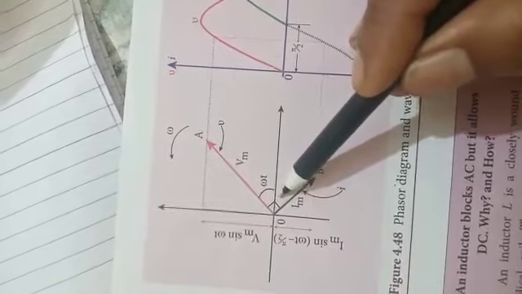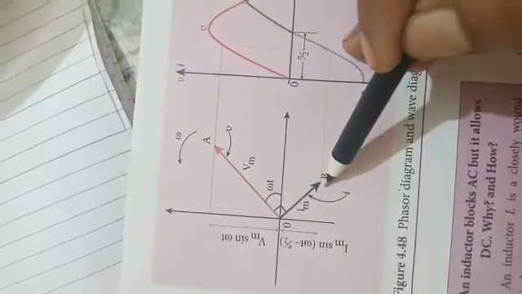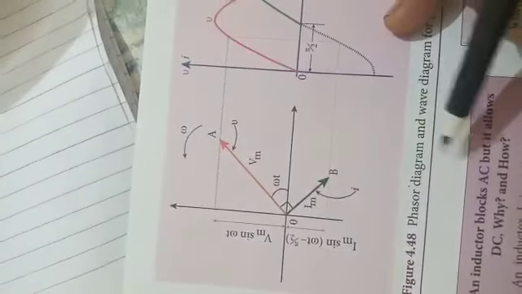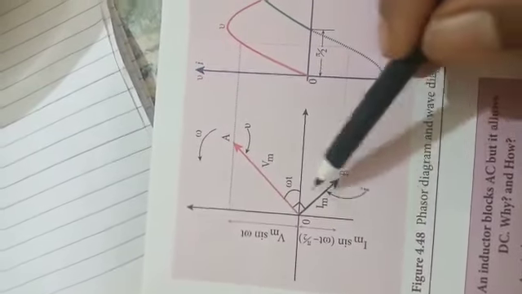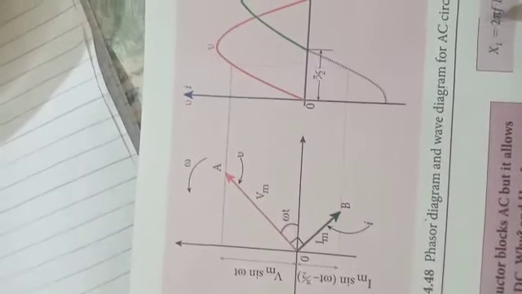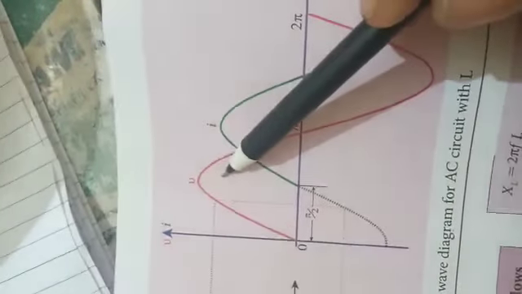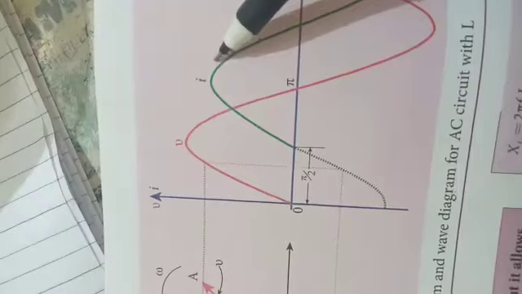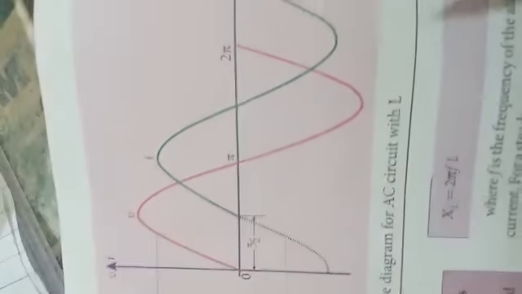This is pi by 2. So the voltage is leading the current by an angle of pi by 2. Otherwise, we can say the current is lagging the voltage by pi by 2. This is the waveform diagram. This is the applied voltage V, and this is the instantaneous current I. The current is lagging by an angle of pi by 2.